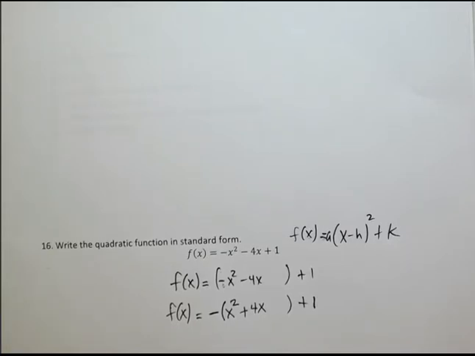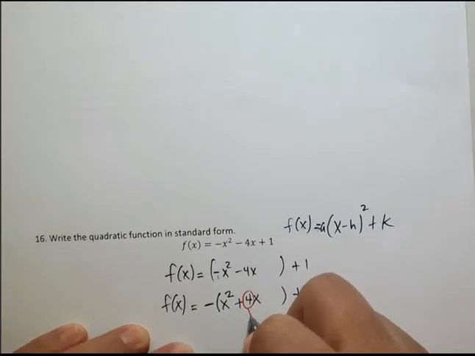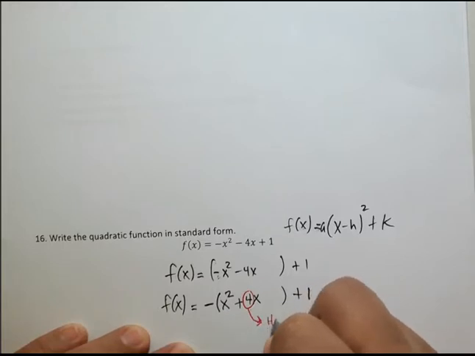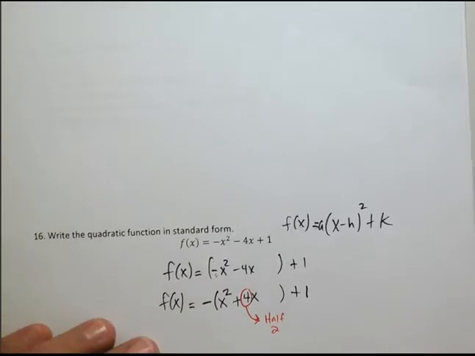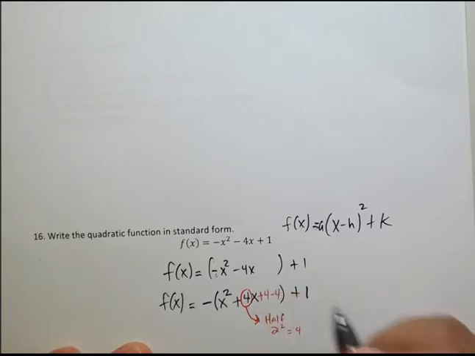Once you have it in this format, then the next step is to look at the b and take half of it. So half of 4 is 2. And then you're going to square it. So then we're going to square it so we get 4. Okay. So this number 4, we're going to add it in here, but we're also going to subtract it. Because what we're really doing is adding a 0, right? 4 minus 4 is 0.